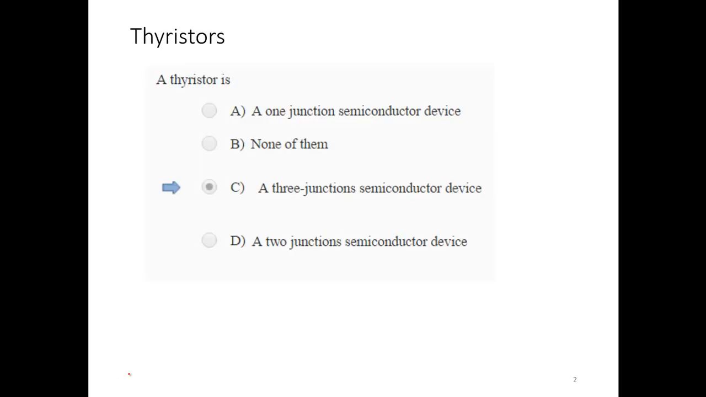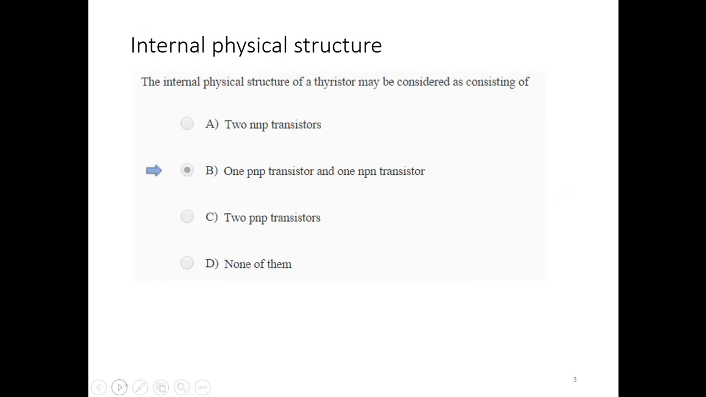Now the question asked: a thyristor is a 3-junction semiconductor device. If you look at the structure of the thyristor, this is N, P, N, P, and you can say this is a 3-junction device. A diode would have one junction, a transistor would have 2 junctions, but this thyristor is a 3-junction device.